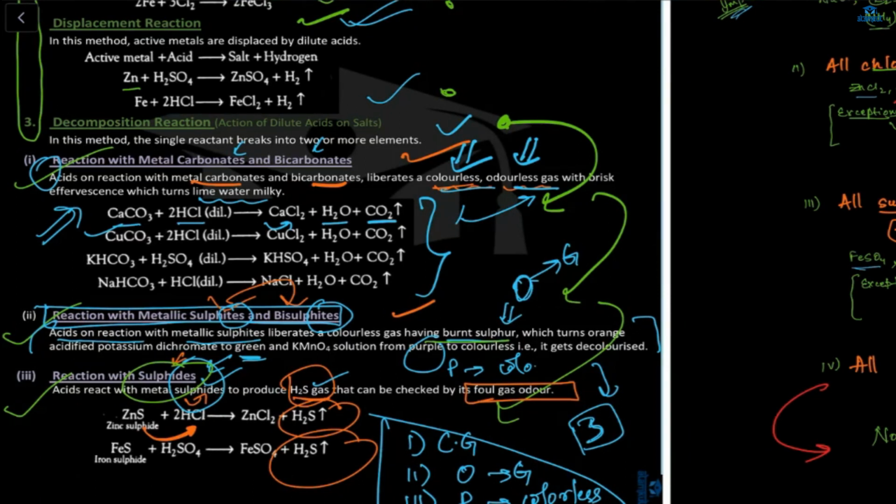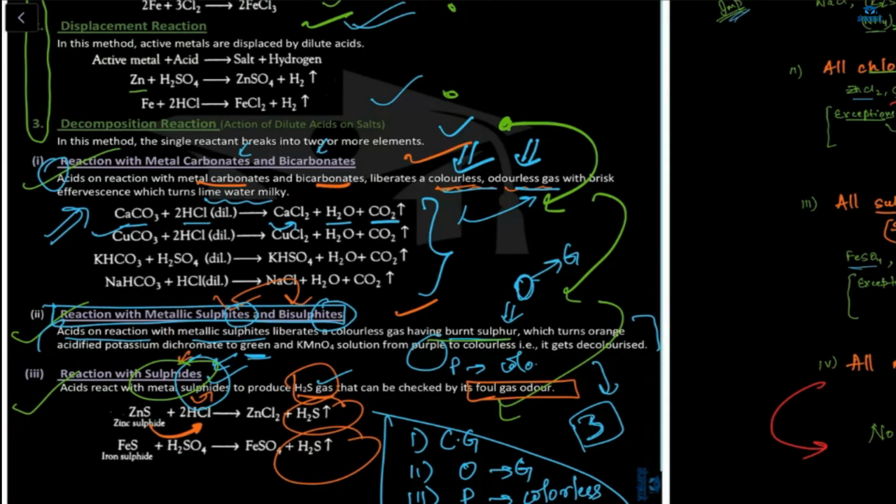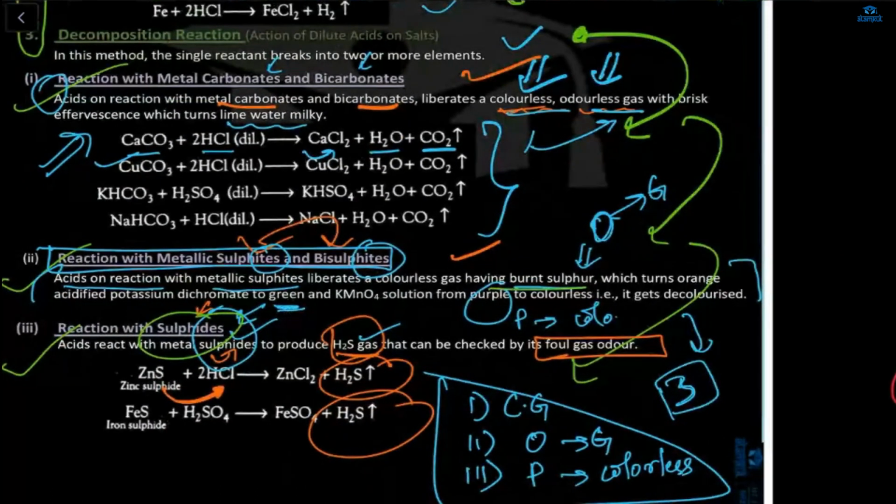So, reaction with the metal carbonates and the bicarbonates, what is it? When acids react with the metal carbonates and the bicarbonates, they liberate a colorless and odorless gas, which will turn lime water milky. In the reaction with the metallic sulfides and the bisulfides, we discussed that if we burn sulfur, it will turn orange acidified potassium dichromate into green, and then it will turn purple to colorless.